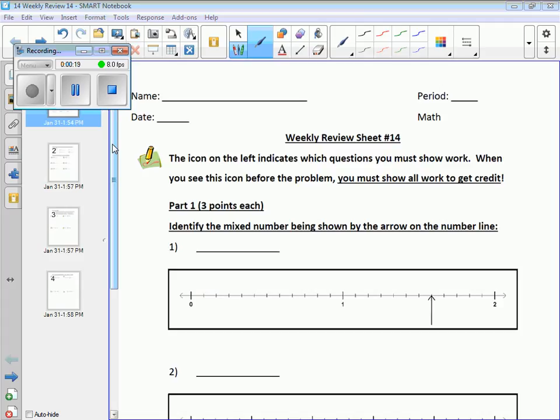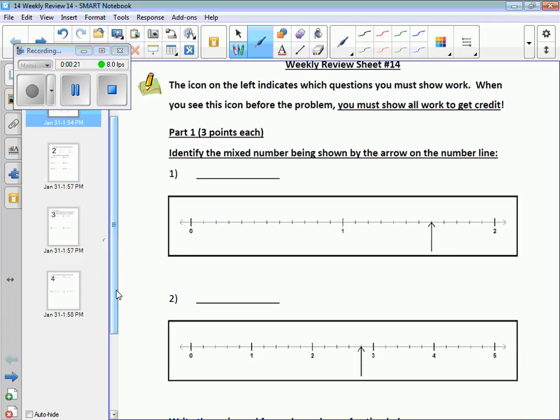Starting with the first one, we have to identify the location being pointed out on the number line by the arrow, which is right here. I guess the best way to approach this is to realize that we're looking at a fraction, or a mixed number, in between 1 and 2. So the way we do this is we start at 1 and we can do leap counting.